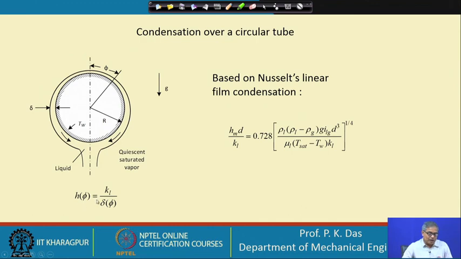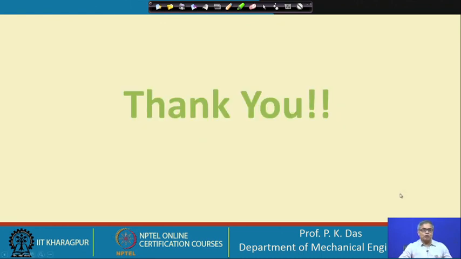h varies along the periphery, that means with the angle phi, and by integrating we get this kind of formula. So, this is what we get for the outside heat transfer coefficient, how to determine the outside heat transfer coefficient. Maybe we will refer back to this formula once again. So, with this I would like to end this particular part of the lecture, and we would like to continue with this in our next lecture.